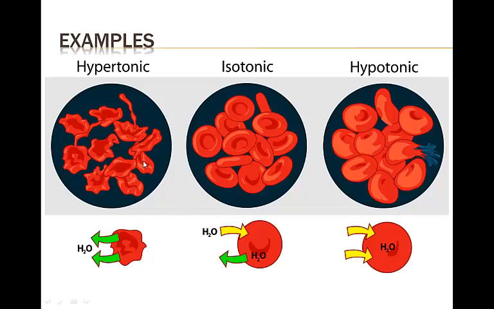So the hypertonic is that the solution on the outside has more solutes than the blood. Isotonic, they're the same. The solution and the blood have the same amount of items in it, if you want to call it as such. And the hypotonic solution is that the water or the fluid on the outside, the solution on the outside, has less things in it, or is more pure, if you want to call it, than the red blood cells themselves.